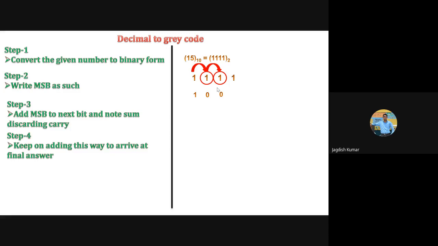And then finally, the last step will be to add this bit to the next one, the least significant bit. So what will be the answer here? 0. So finally, our 15 in decimal form is equal to 1000 in gray code format. Is this clear? This is very simple. Is there any question or doubt in this?